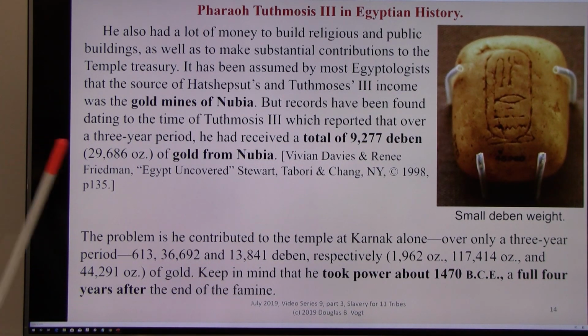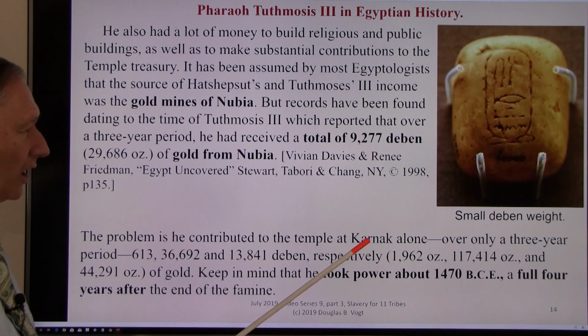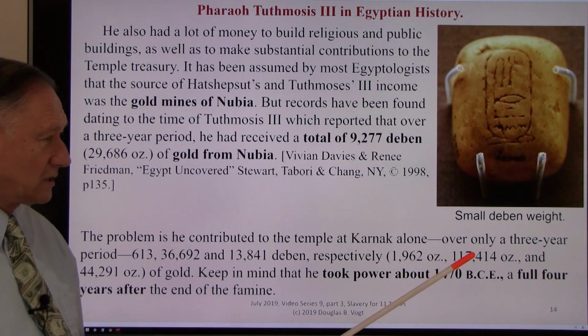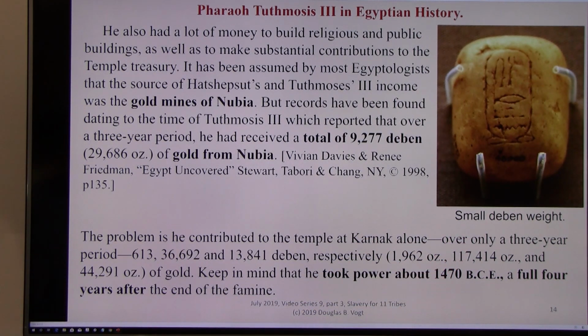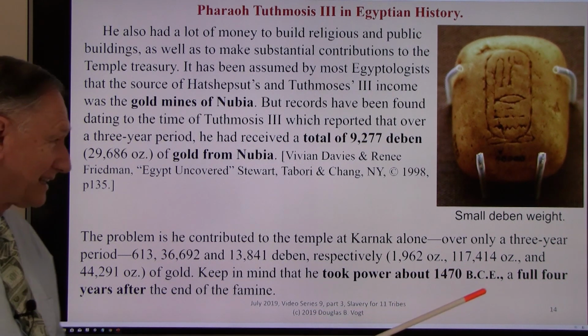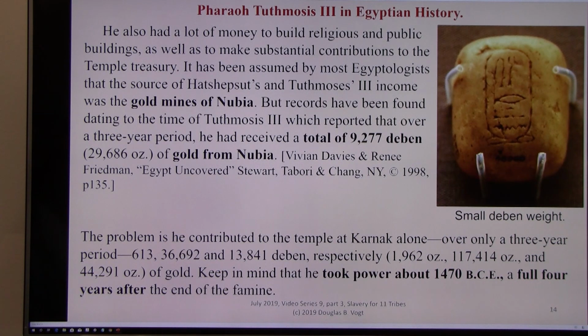Now, there's another reference that I think was the same one, that he gave just to the temple at Karnak, the religion of Amun. Over a 3-year period, he gave, well, this is how many debens. I'll just give you ounces because we all think in ounces now. About 2,000 ounces, then 117,000 ounces, 44.2 thousand ounces of gold, just in a 3-year period.